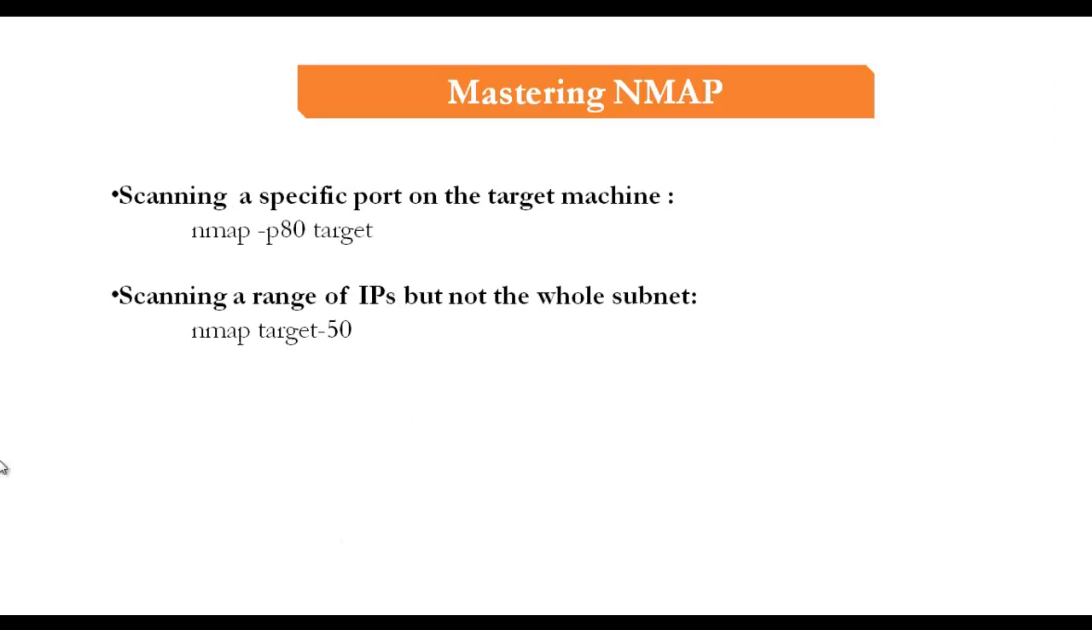And we can scan a specific port on the target by using the command nmap -p, the port number, whatever port number you want, 80, 21, 23, 25, and you can specify the IP address of the target here, and you can simply scan it. And we can even scan a range of IP addresses but not the whole subnet. I don't want to scan the whole subnet, but I want to scan right from my IP address till 50. So it will scan all these IP addresses.